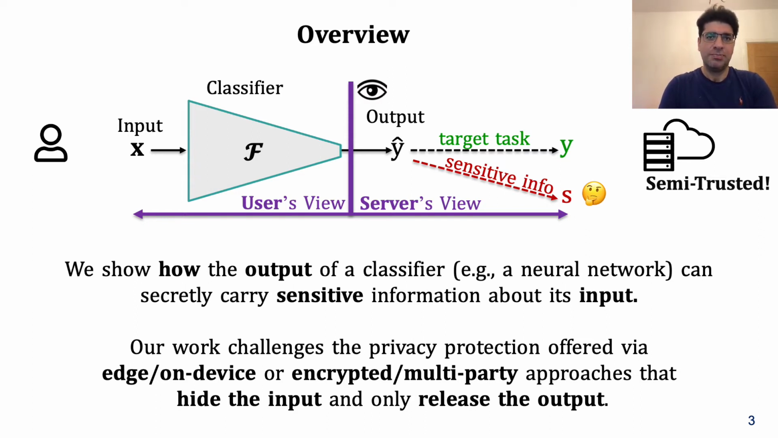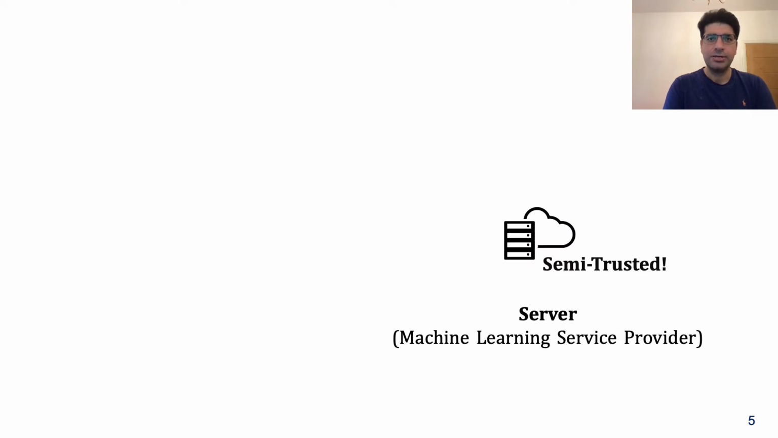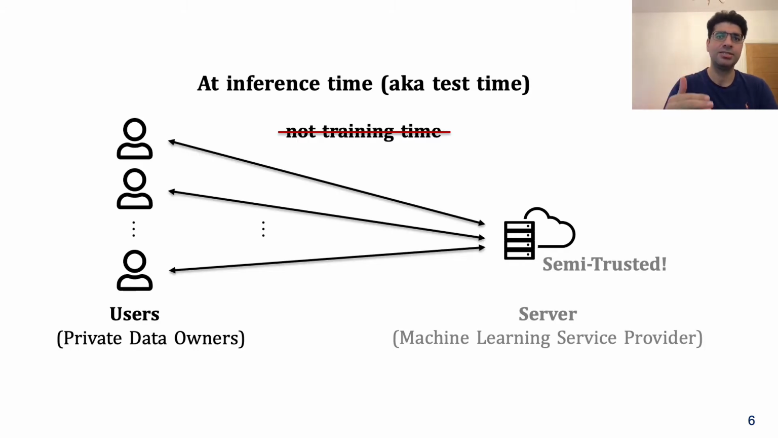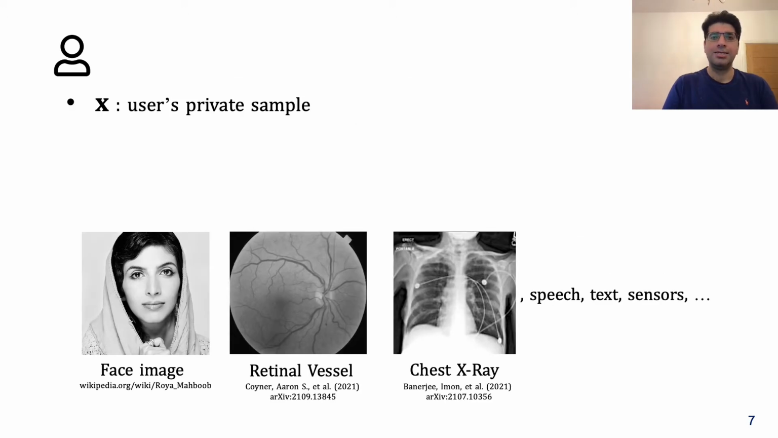We challenge the privacy protection offered by edge or encrypted computation approaches that hide the input and only release the output. We consider a machine learning service provider and we call it server from now on. Users interact with the server at inference time, not for training. Examples of private data can be face or medical images, speech, text, sensors, in general, any type of personal data.